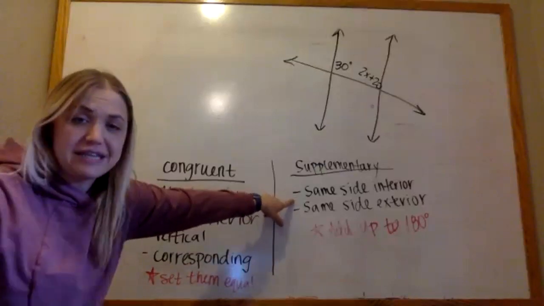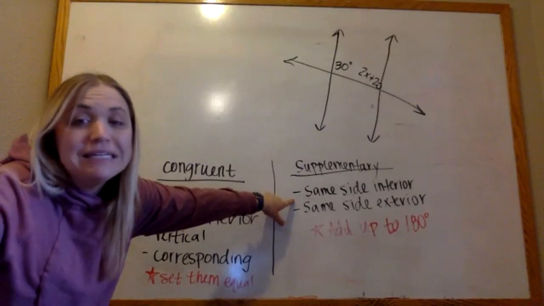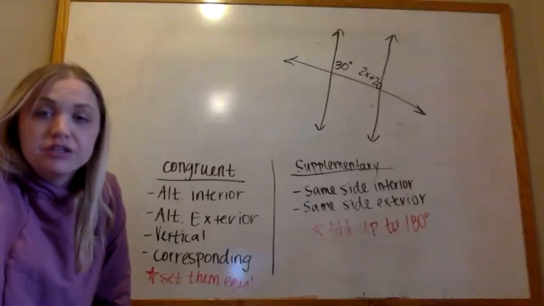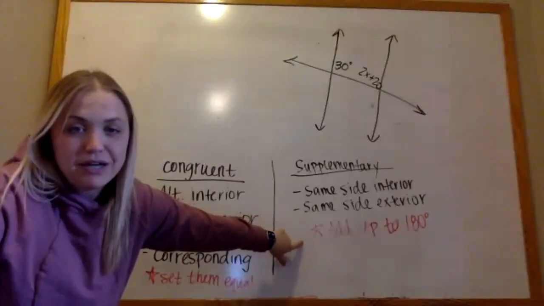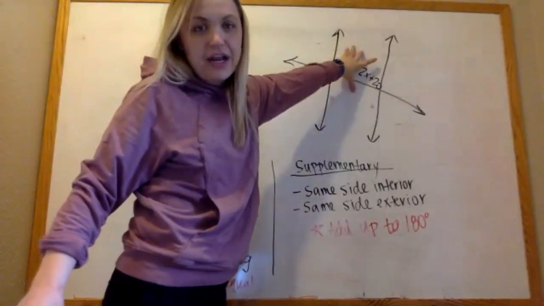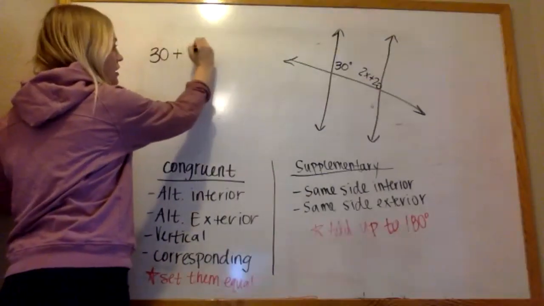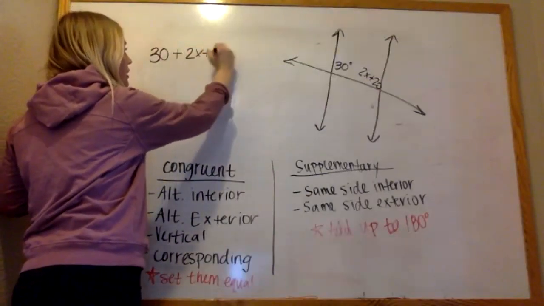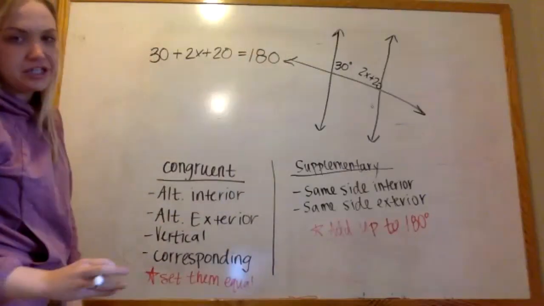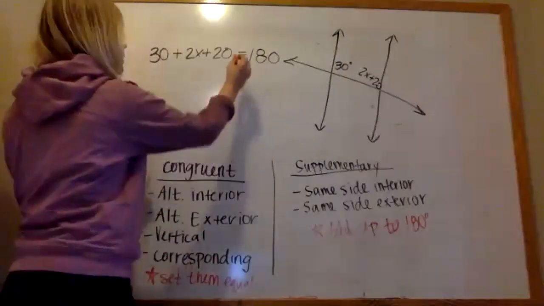So the next question says, is it congruent or is it supplementary? Look at where I'm pointing, 8th graders. Same side interiors are supplementary. So that means it's gonna add up to 180 degrees. So I'm gonna take all this stuff and add it together and set it equal to 180. So I will have 30 plus 2x plus 20 equals 180. Now I'm just solving this like a normal equation.